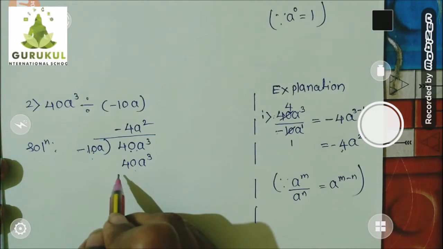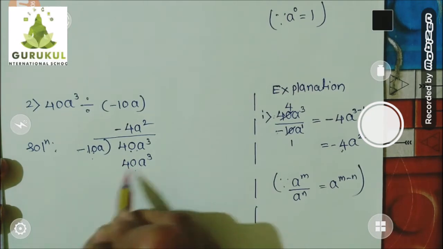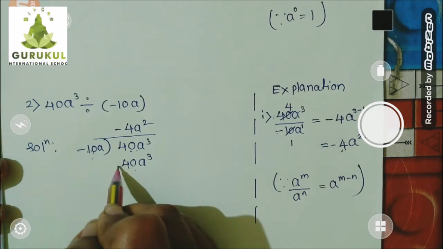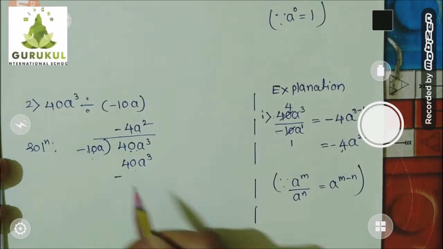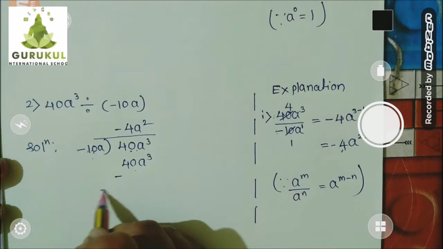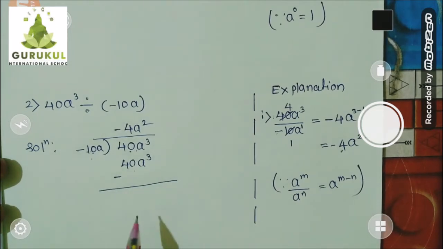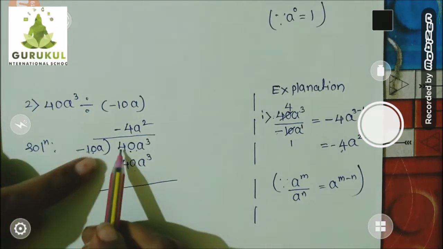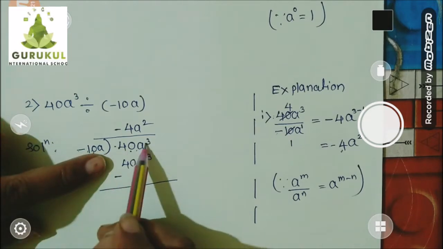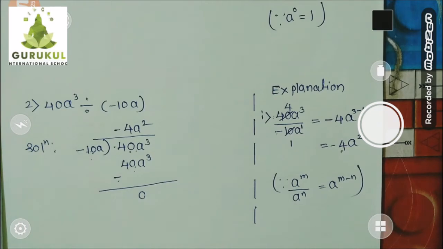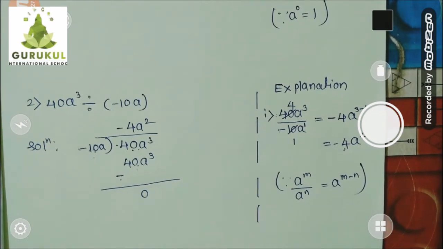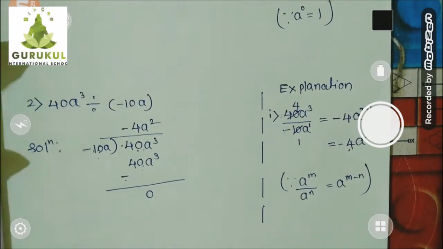Okay, now it's time for subtraction. So the second term sign will change. It is already plus 40a cube. So when I change the sign of this, it will become minus. Okay, and then do the subtraction. Obviously, plus 40a cube minus 40a cube, answer is 0. Okay, so in this manner, this question is over.